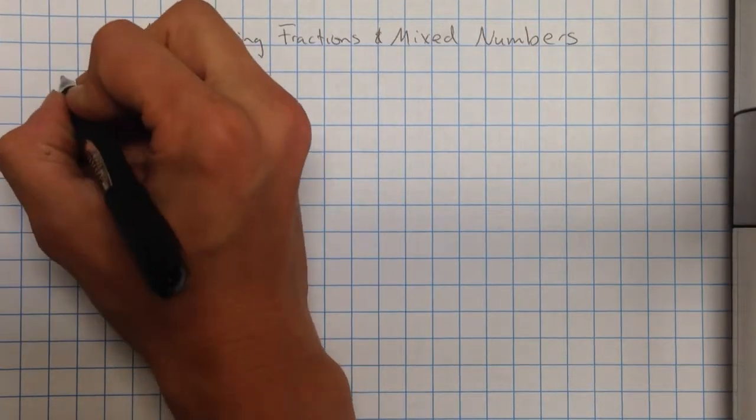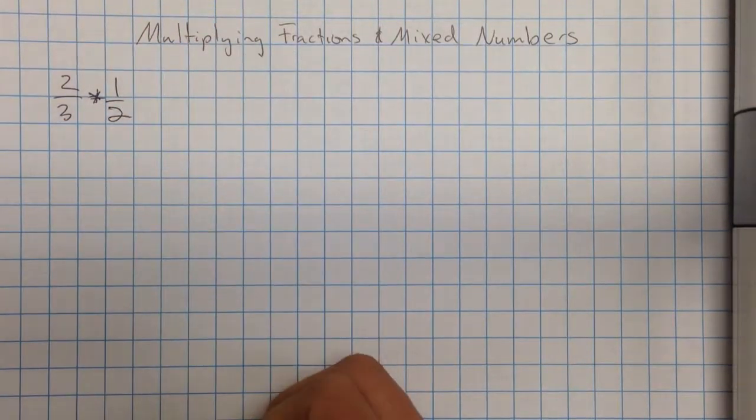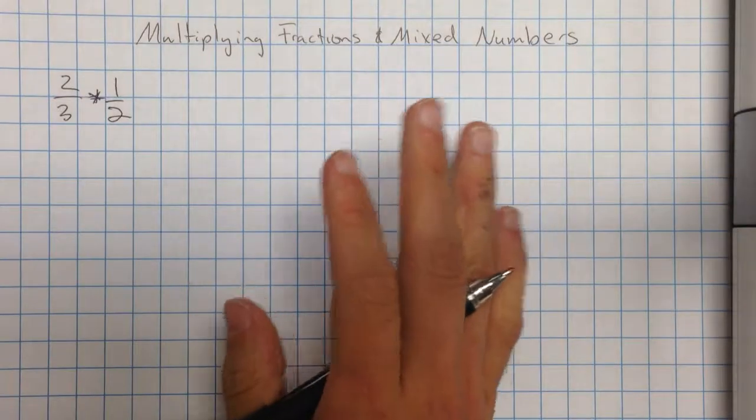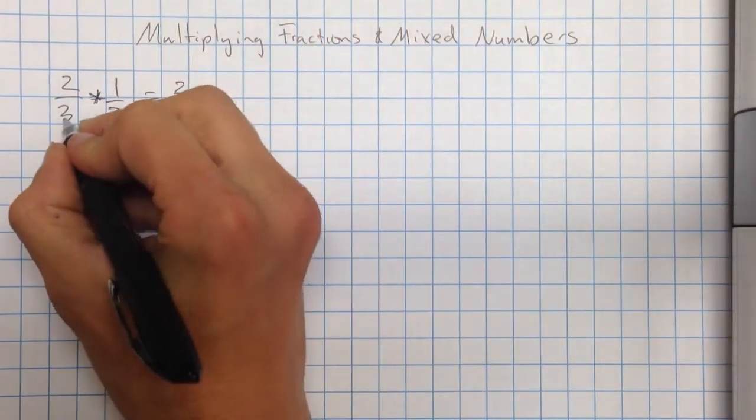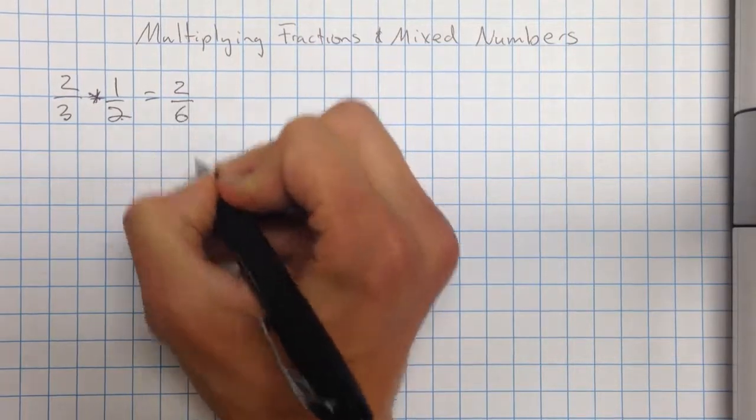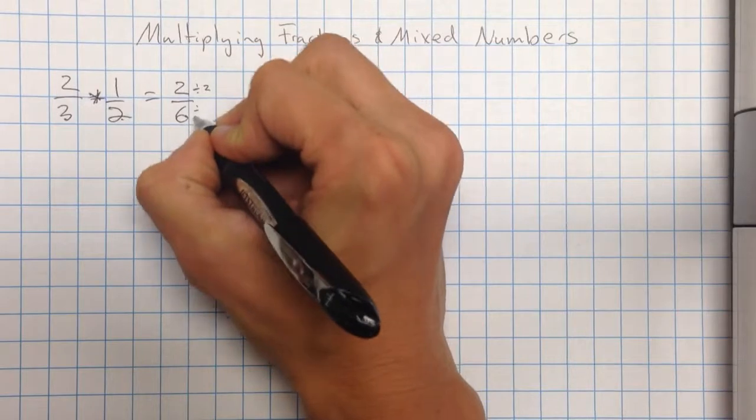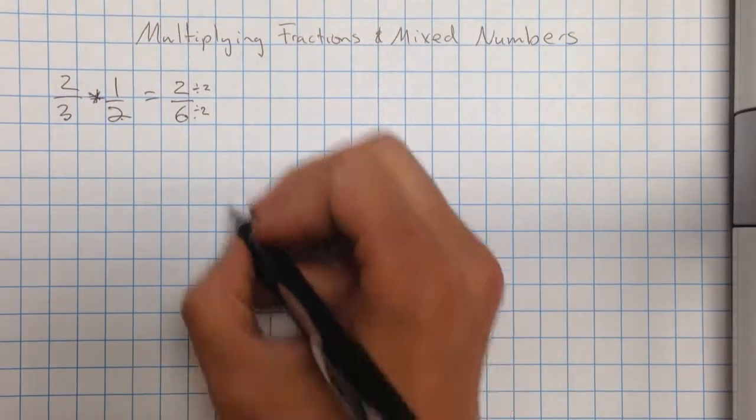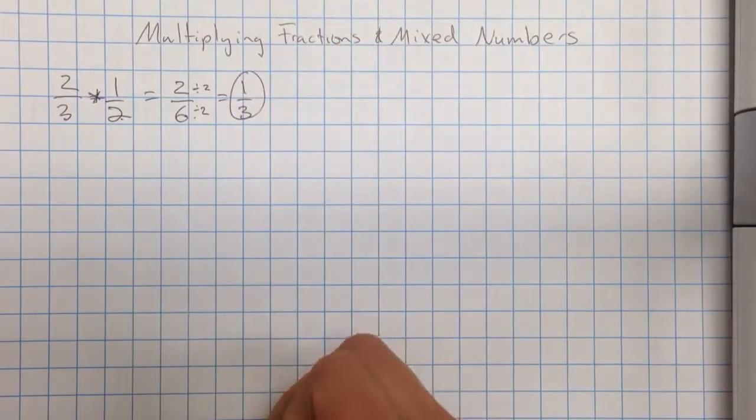Let's say we had 2/3 and we had to multiply that by 1/2. To multiply fractions, no common denominators, just start multiplying. Numerator times numerator, denominator times denominator, and then you got to simplify. We could divide both of these by 2. That's a common factor, and so we would end up with 1/3 as an answer.